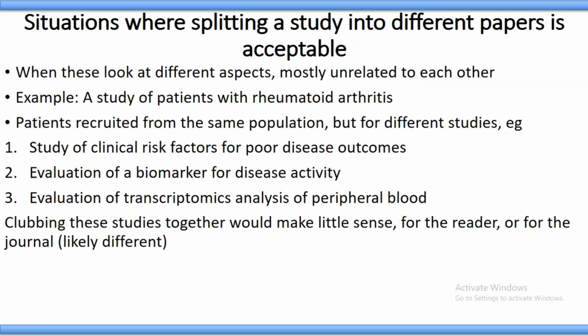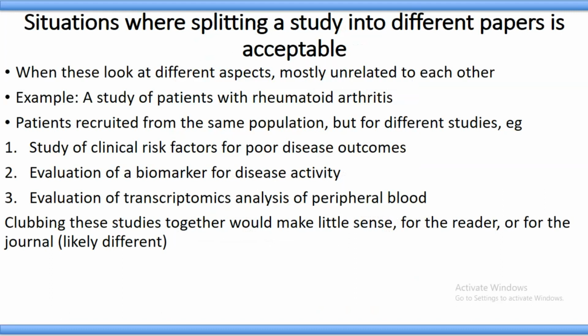Where is splitting a study into different papers acceptable? When they look at different aspects, mostly unrelated to each other. For example, you could have a study of patients with rheumatoid arthritis recruited from the same population, but for different studies. In one you see clinical risk factors, in another you look at biomarkers, and third you do a gene expression analysis of the peripheral neuron. Obviously, you can't combine all of this. It doesn't make any sense. There you have three different papers based on the same data set.